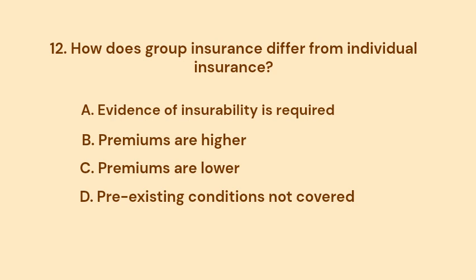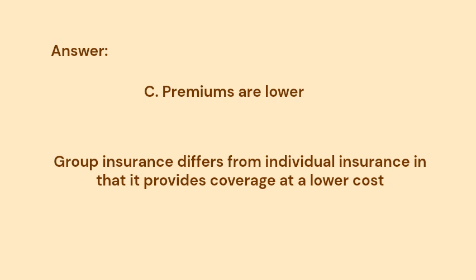12. How does group insurance differ from individual insurance? A. Evidence of insurability is required. B. Premiums are higher. C. Premiums are lower. D. Pre-existing conditions not covered. Answer: C. Premiums are lower. Group insurance differs from individual insurance in that it provides coverage at a lower cost.